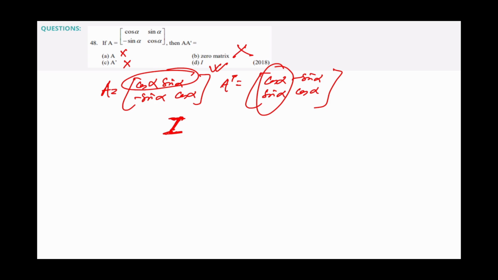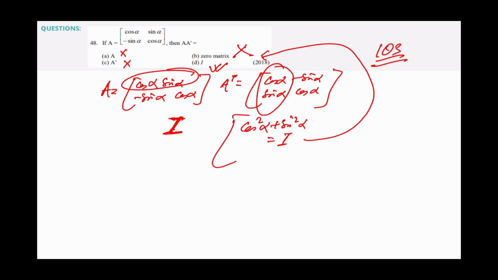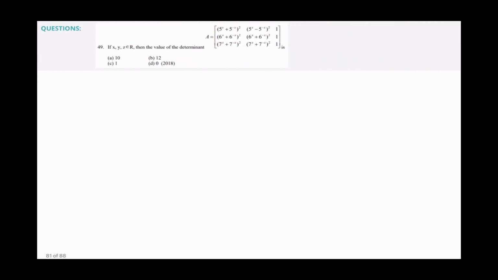Done, simple. So you don't have to solve everything, okay? Just see how much time it took. 10 seconds? Nothing more than that. So what I did is, again understand, cos square alpha plus sin square alpha. The moment I got this is equal to 1, it can only go to one possible option, that is I. Coming to the next, the 49th one. This also is very simple.